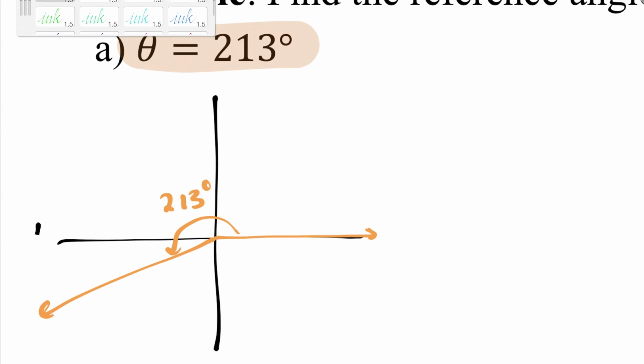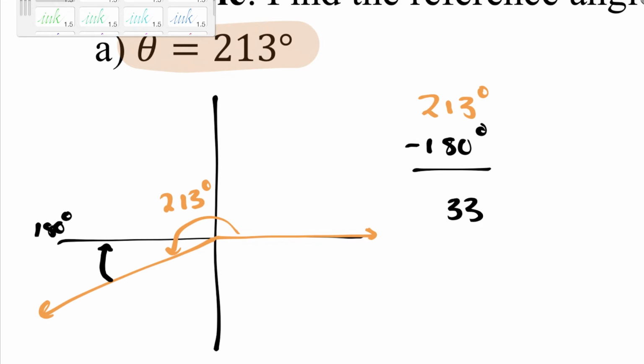And since I know that my 180 is that negative x-axis there, I'm trying to find that distance from my 213 to my 180, which means I'm taking 213 degrees and subtracting 180 degrees. And when I do that, I end up with 33 degrees. So this is my reference angle. And we typically use alpha for a reference angle.